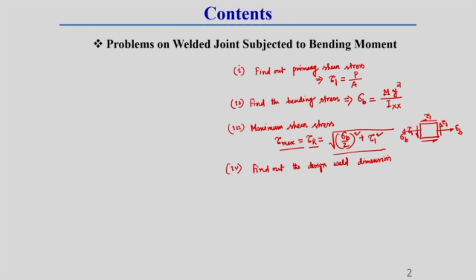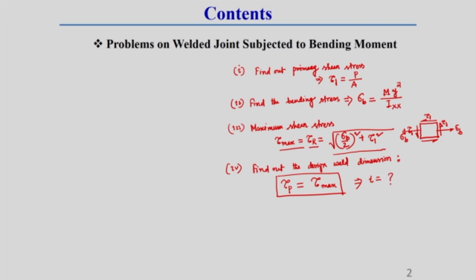How do we find this out? We find it based on the permissible shear stress of the weld. If the permissible shear stress of the weld is tau p, then we should compare it with the resultant, or maximum, shear stress. From here, if we compare these, we can easily find the throat thickness T.